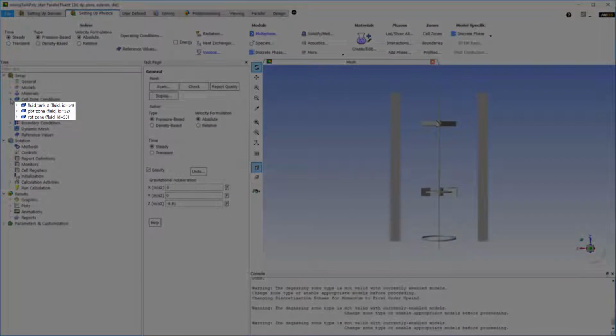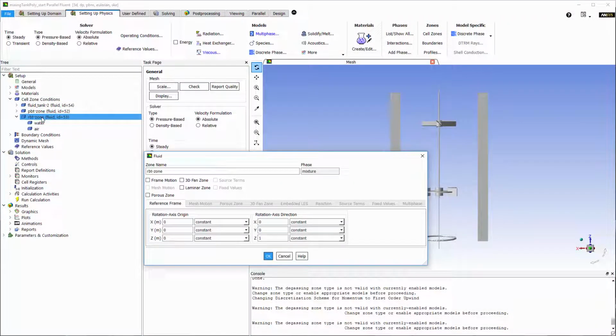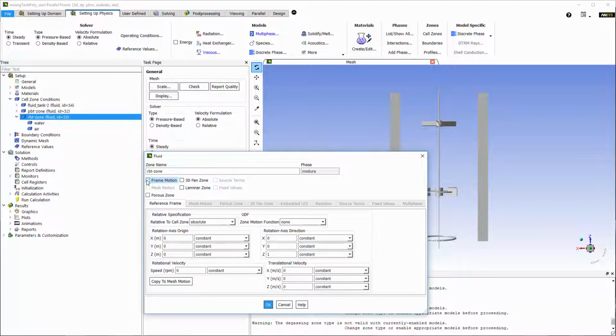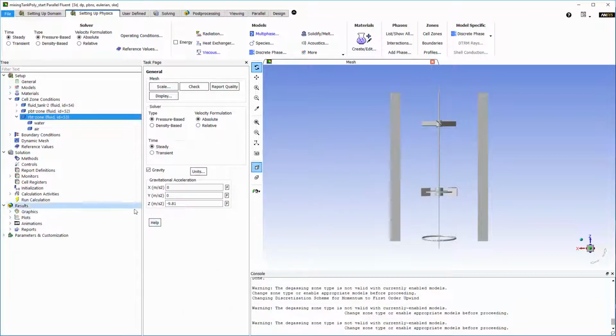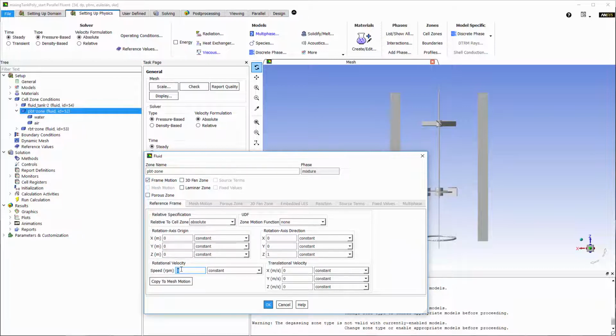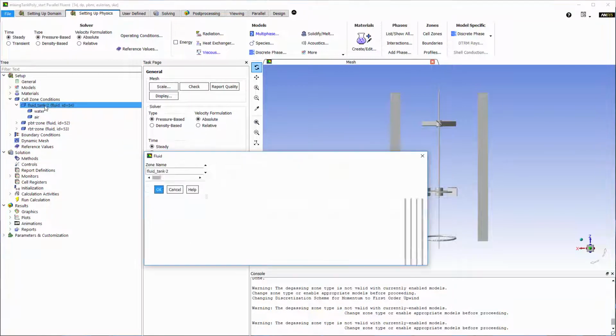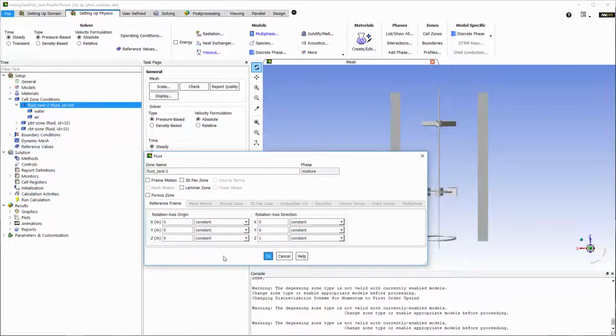Below, you'll notice that 3 cell zones are listed. This cell zone contains the Rushton blade impeller, which is set to rotate at 450 RPM in the absolute reference frame about the z-axis. Likewise, the second cell zone contains the pitched blade impeller, which is also set to rotate at 450 RPM in the absolute reference frame about the same axis. The final cell zone comprises the rest of the tank, which is stationary in the absolute reference frame.